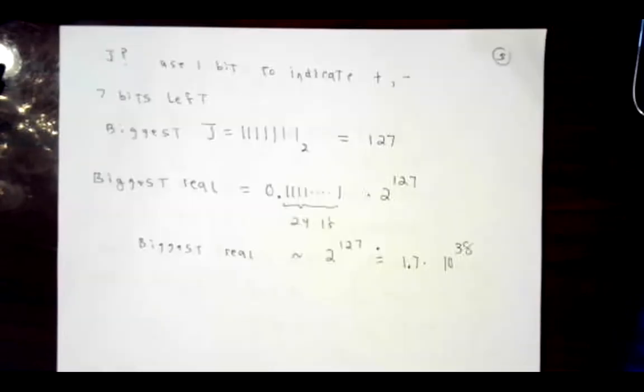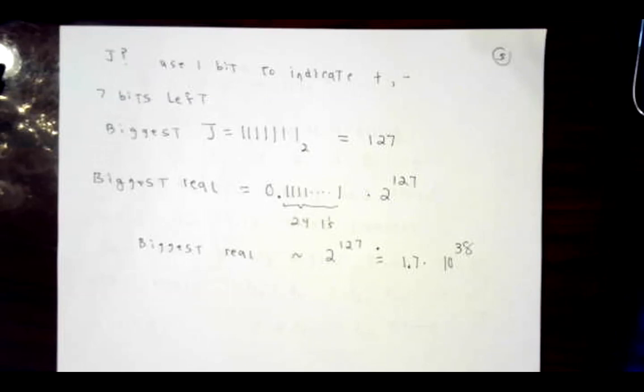But what about the j? We're representing our number as plus or minus point d1 through d24 times 2 to the j, and we only have 8 bits to represent j. The power on the 2 could be positive or it could be negative, so we need to set aside 1 bit for that. Unfortunately, there's no trick like it was for the normalized mantissa to get our bit back again. So this really only leaves 7 bits for the rest of the power.